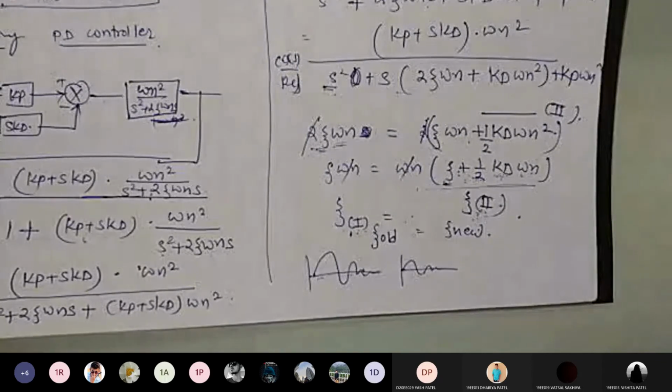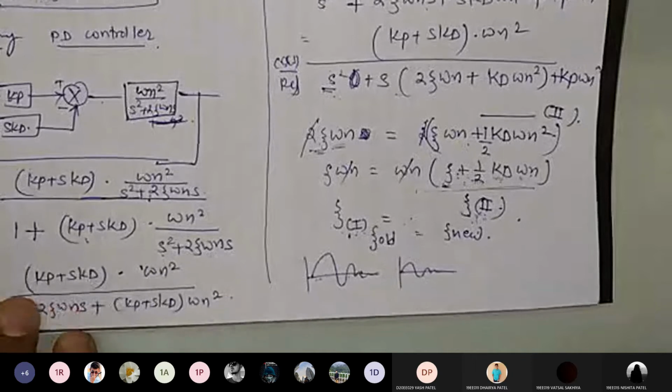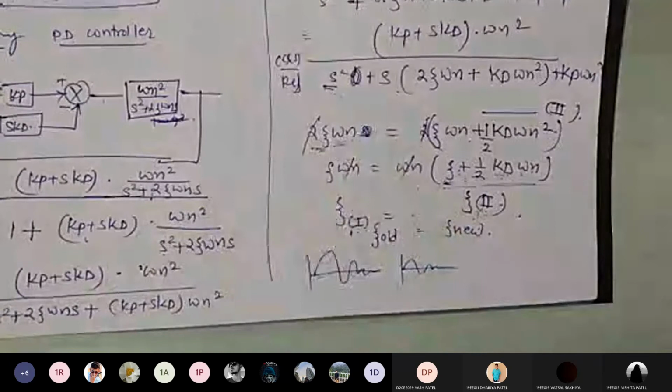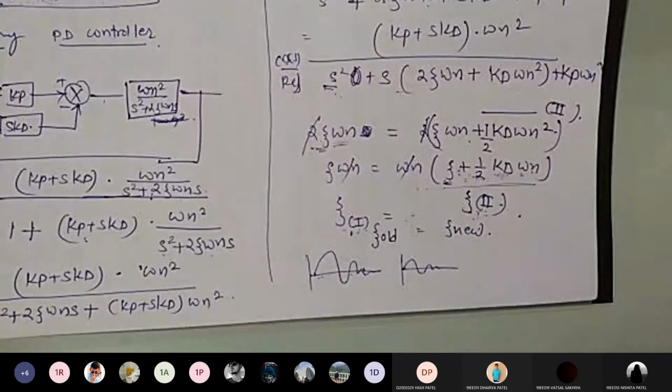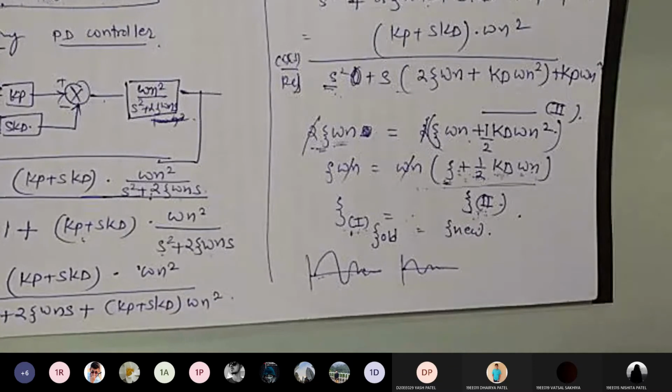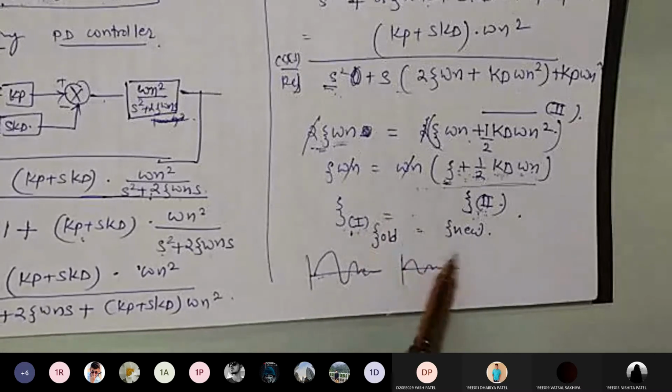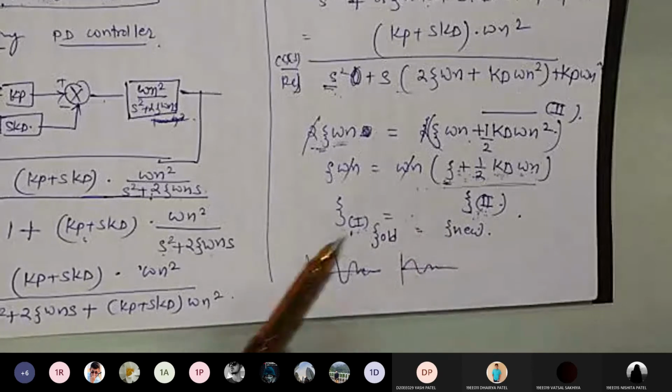Am I clear or shall I explain again? No, sir, clear. Okay, I'll be giving you notes of this, and you should refer to the book so you can get a direct idea of this derivation. It might happen that in the examination it can be asked in this manner: what will be the effect of a PD controller on your second order control system? Derive with the help of a derivation, meaning derive for the second order control system for a PD controller.